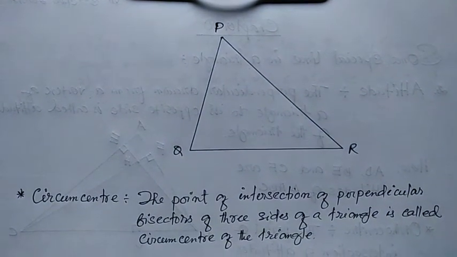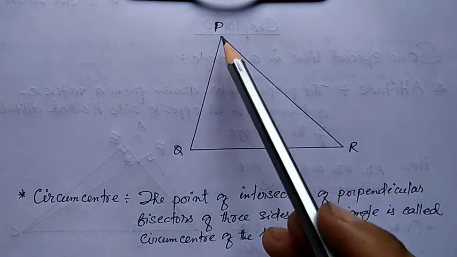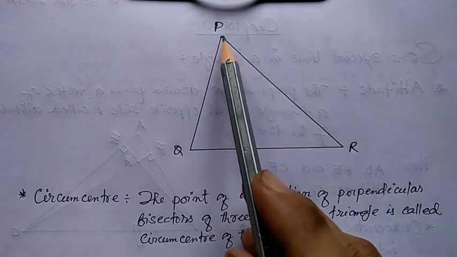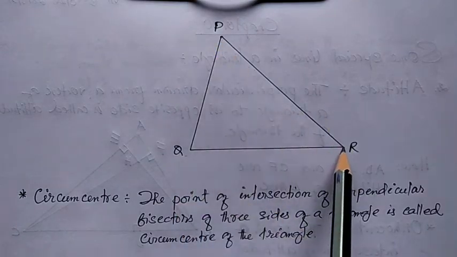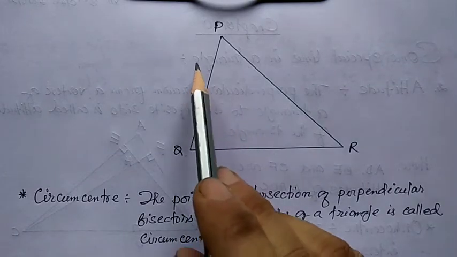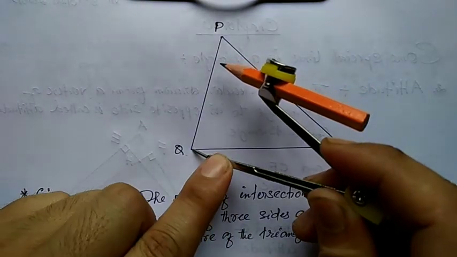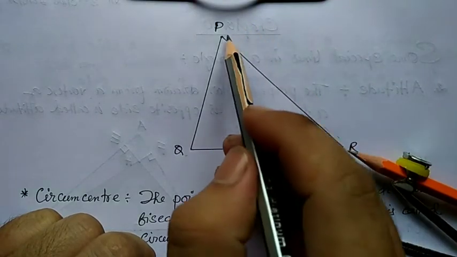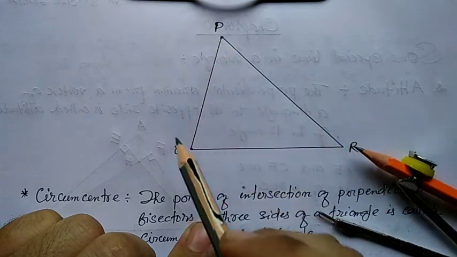Here is a triangle for us, and the name of the triangle is PQR. As you can see here, PQR. Now let's draw. This triangle has three sides: PQ, QR, and PR. Let's draw three perpendicular bisectors for these three sides. Let's start with the side PQ. To draw for PQ, we first have to find the two endpoints of this side. P is one endpoint and Q is another endpoint of side PQ.